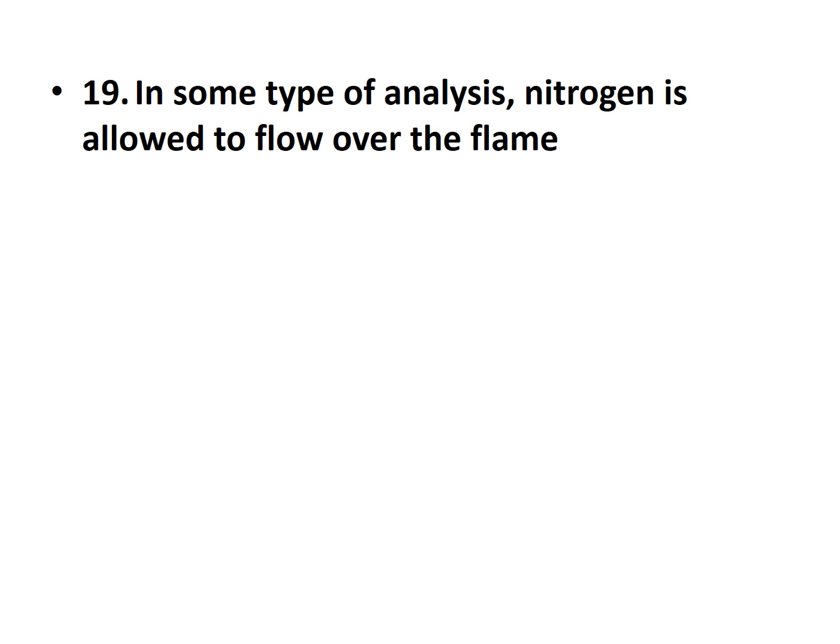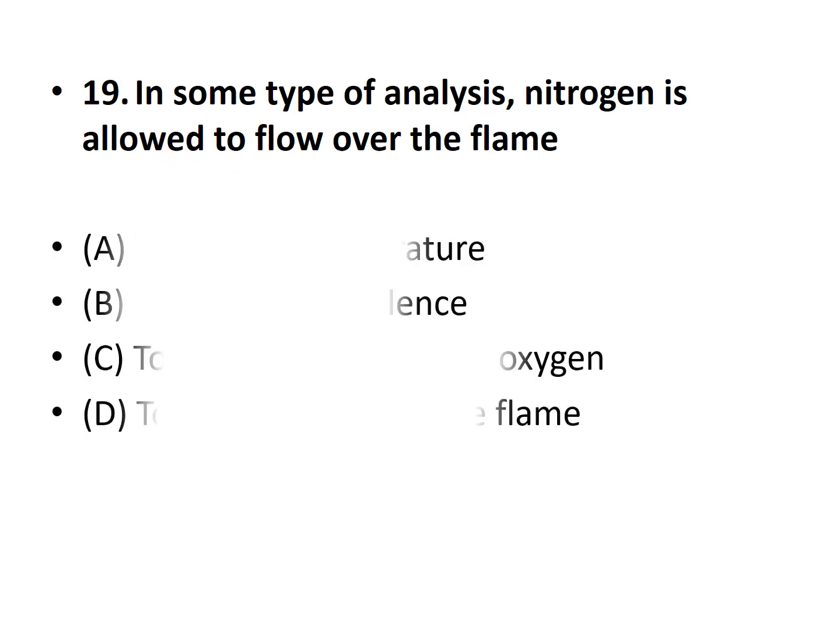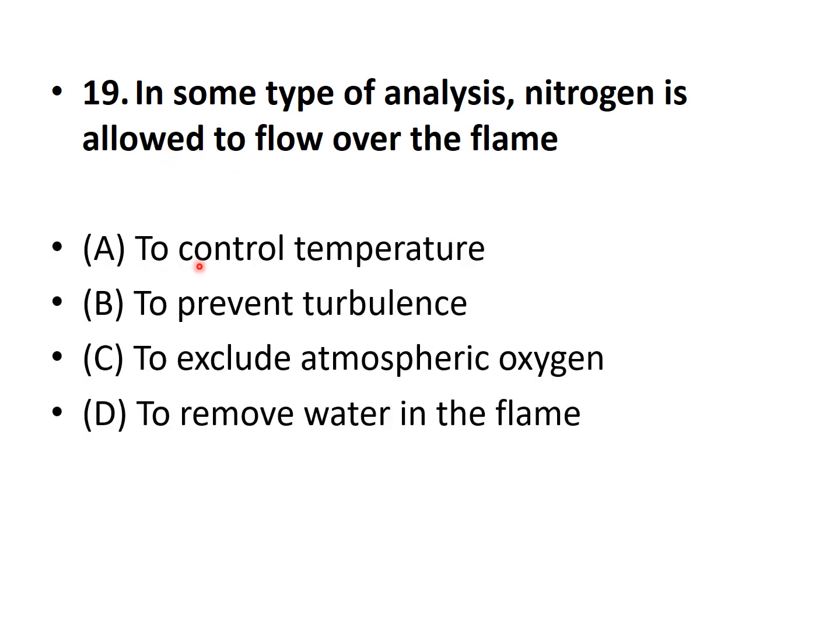So here is the next question. In some type of analysis, nitrogen is allowed to flow over the flame. So why is nitrogen allowed to flow over the flame? Let's see the options first. A, to control the temperature. B, to prevent turbulence. C, to exclude atmospheric oxygen, while D is to remove water in the flame.